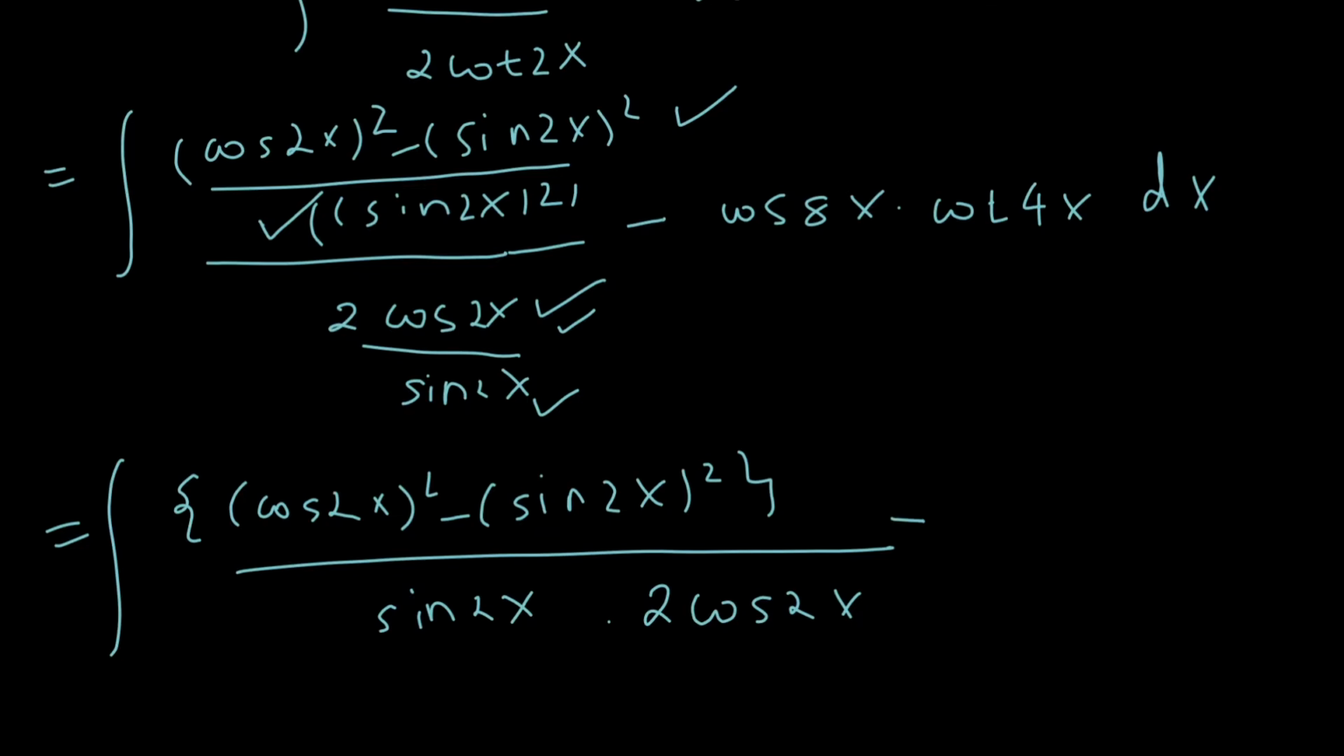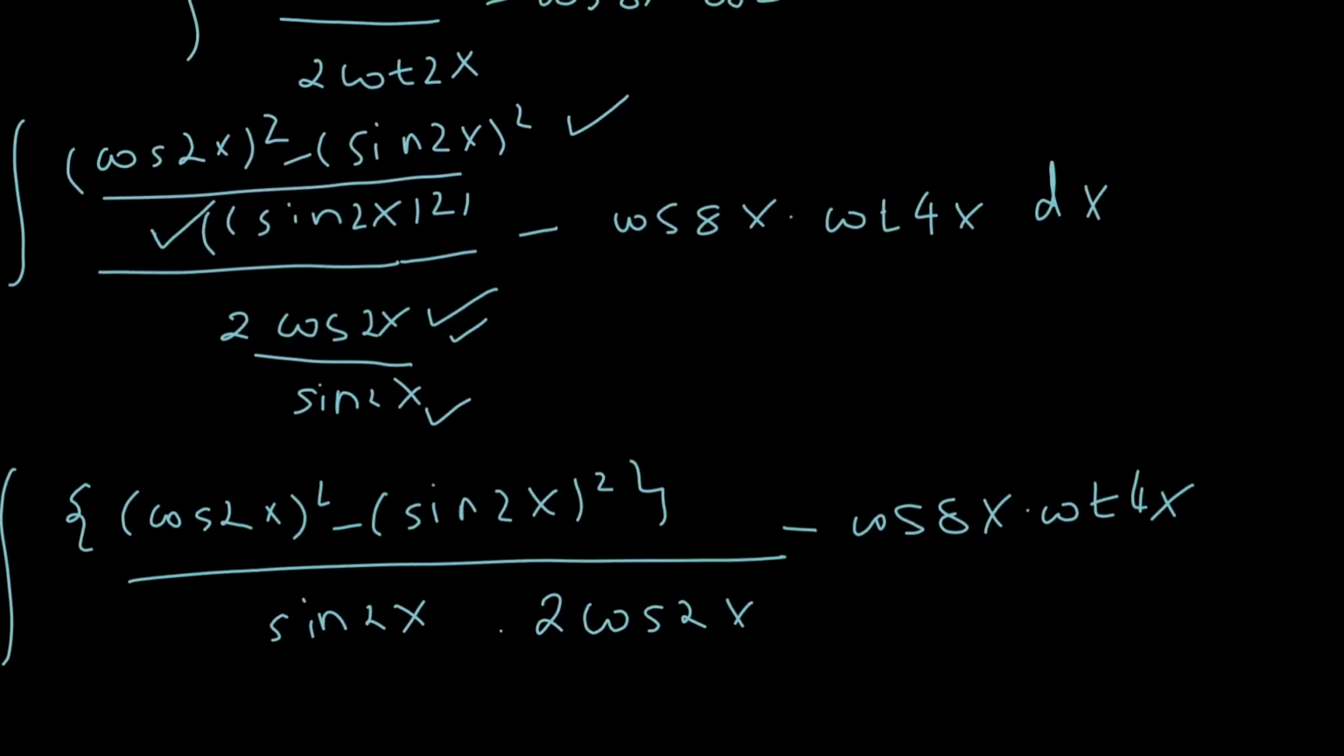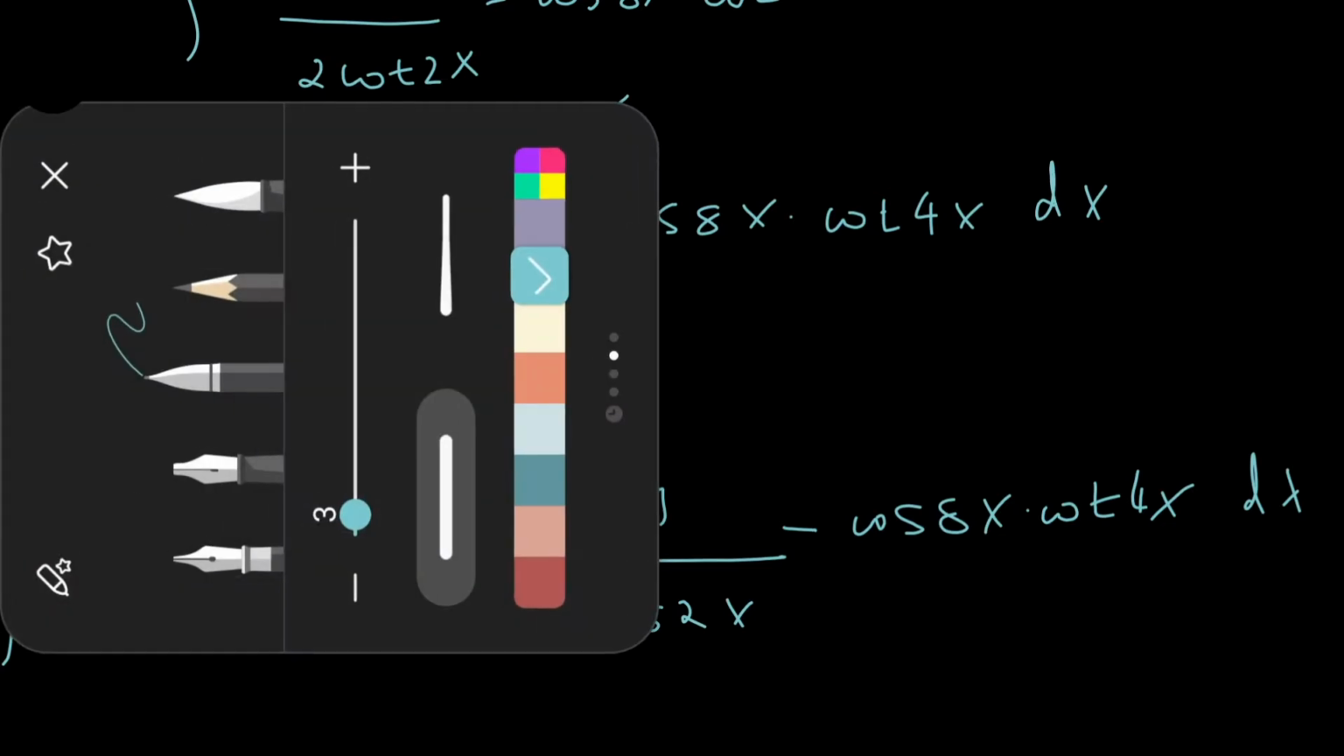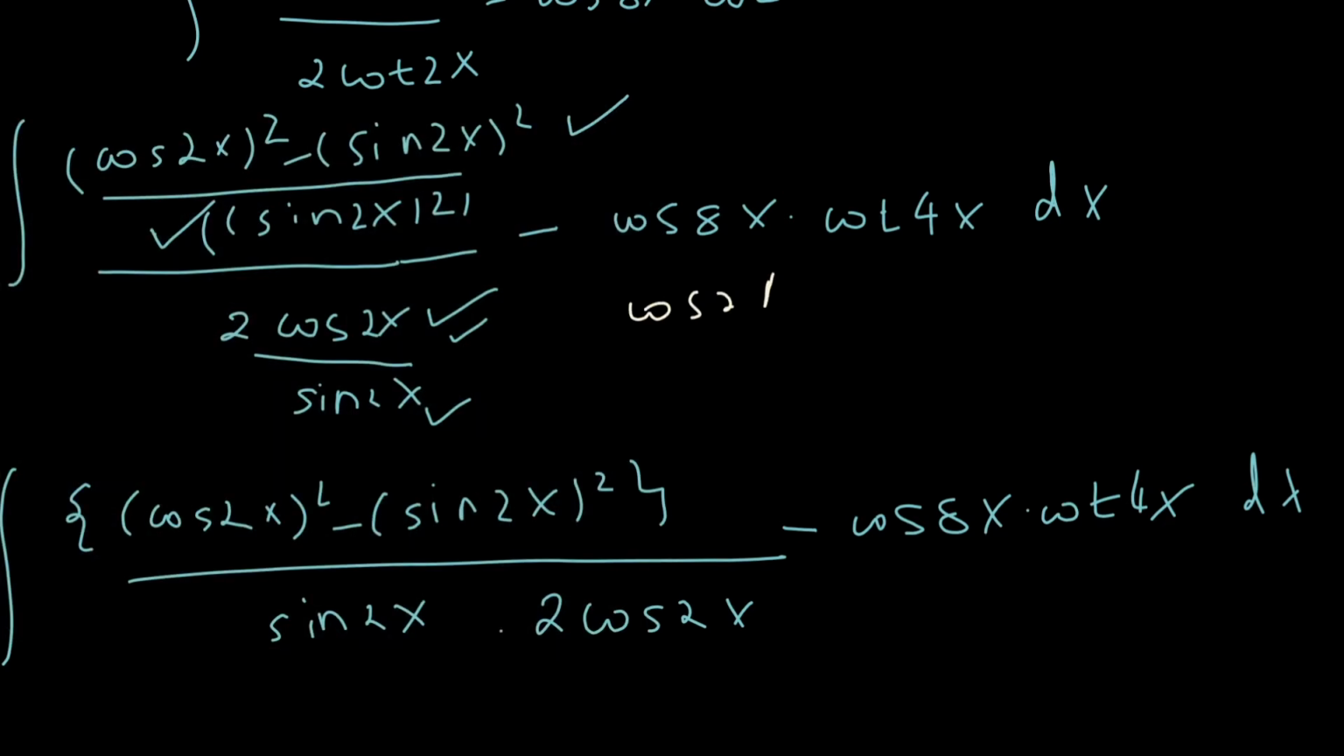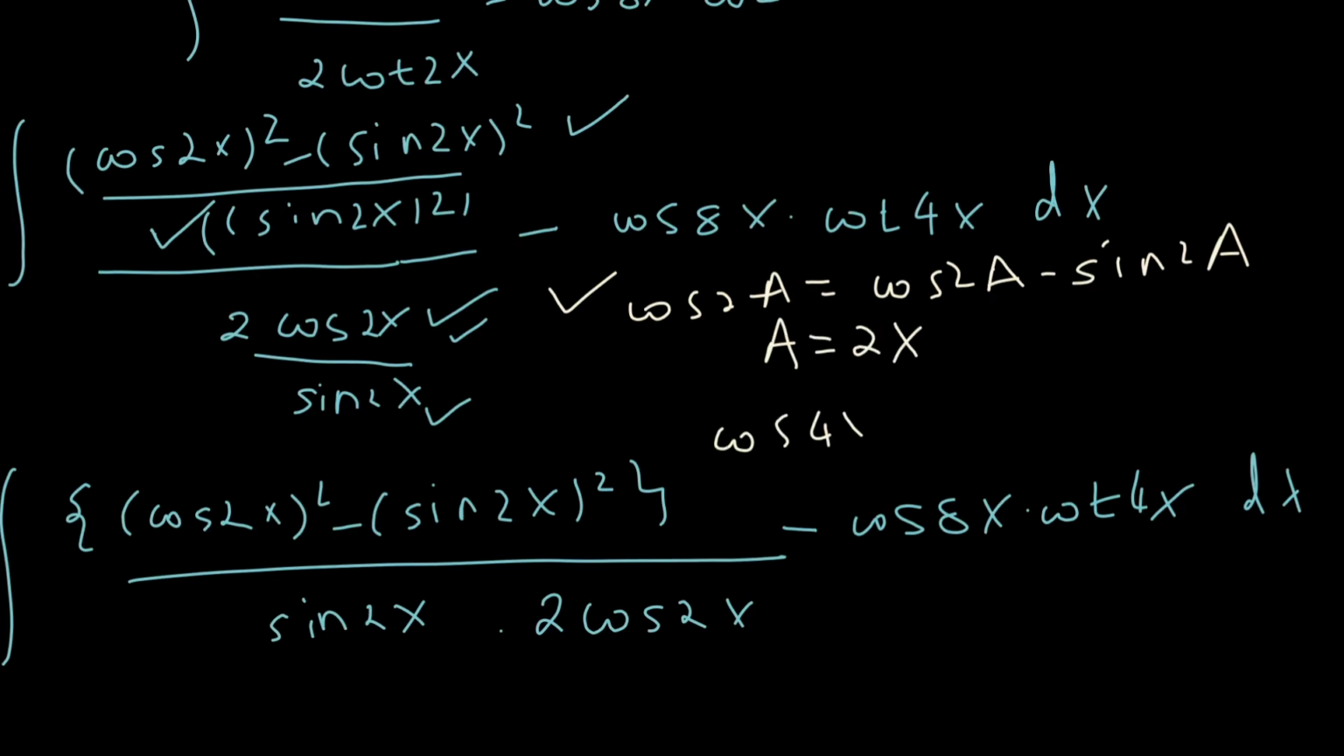Now minus this term as it is, that is cos of 8x into cotangent of 4 times x, and at the end dx. Now I can see one more identity present over here, that is in the numerator. Recall the identity for cos of 2 times a. The identity was cos of 2 times a is equals to cos square a minus sine square a. Now in this particular identity, if I just replace a as equals to 2 times x, I can get cos of 4 times x equals to cos square of 2 times x minus sine square of 2 times x.